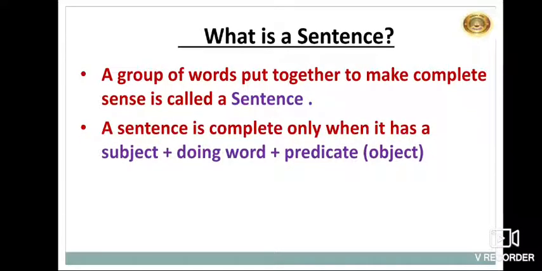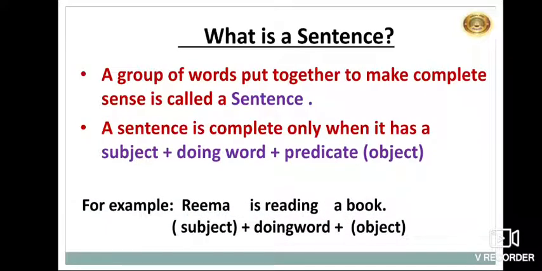Also, a sentence is complete only when it has a subject plus doing word plus predicate, that is the object. Now we will understand it with the help of an example. Now see, Rima is reading a book. Here, Rima is a subject, reading is a doing word and book is an object. So, Rima is doing some reading of a book. So, it is a complete sentence.